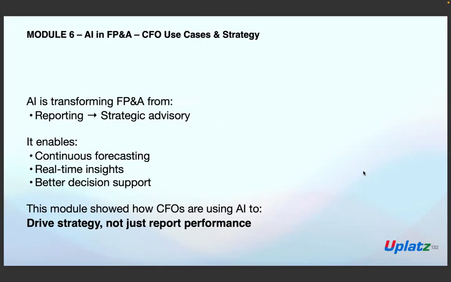The sixth module covered AI in financial planning and analysis. AI is transforming financial planning and analysis from reporting to strategic advisory. It enables continuous forecasting, real time insights, and better decision support. This module showed how CFOs are using AI to drive strategy, not just report performance.